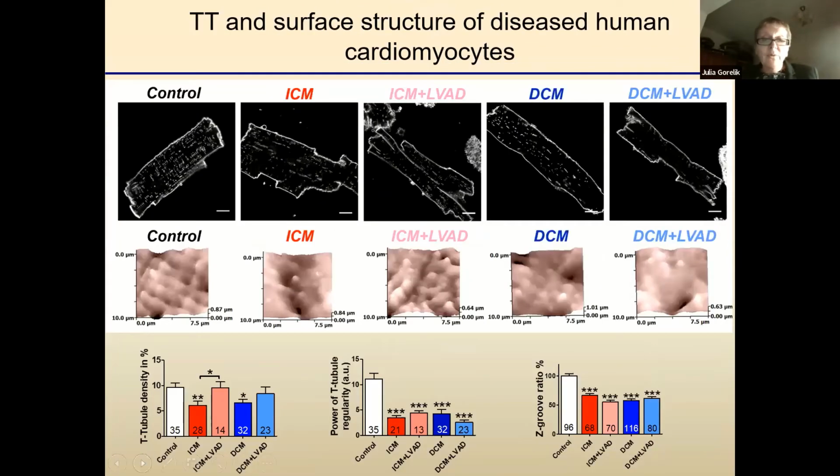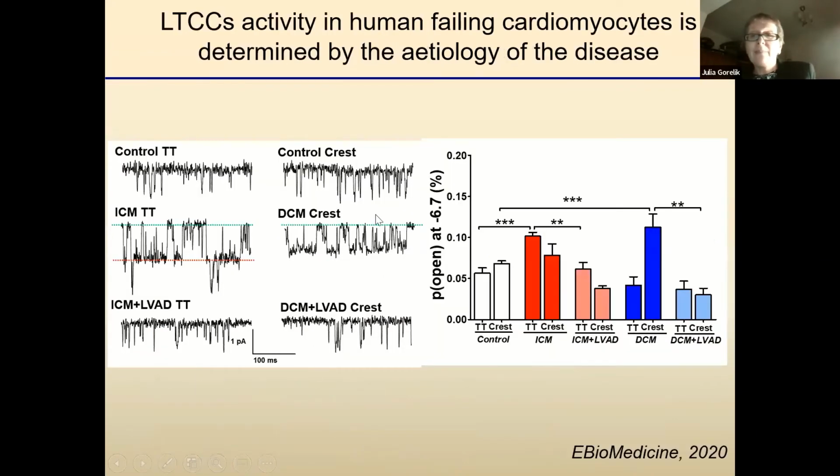So what we found, cells from the patients with ischemic heart disease and dilated cardiomyopathy have a very low density of the T-tubules and lower power of T-tubule regularity and Z-groove index. But after LVAD, sometimes you have cells with increased T-tubule density. What happened with the L-type calcium channels?